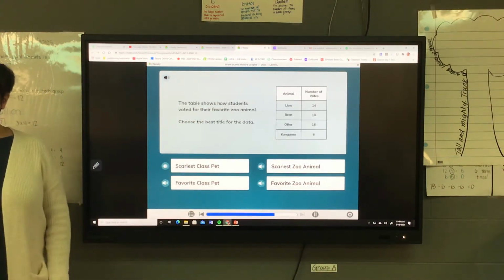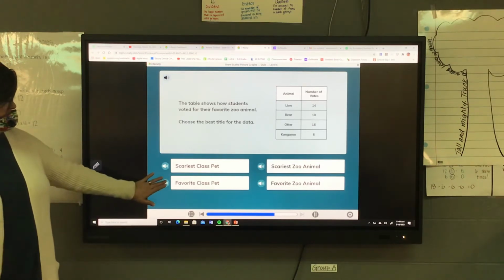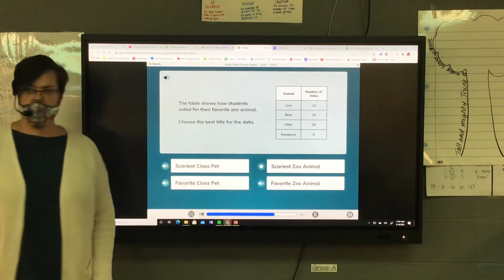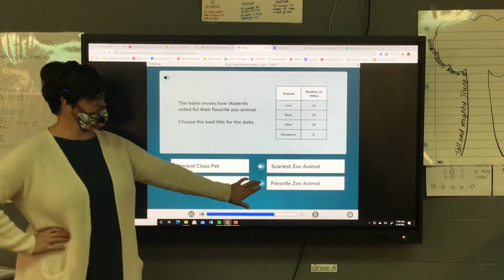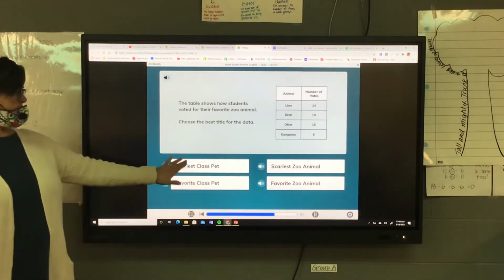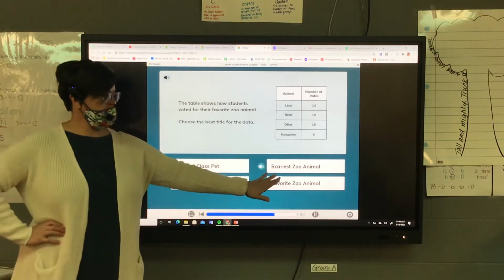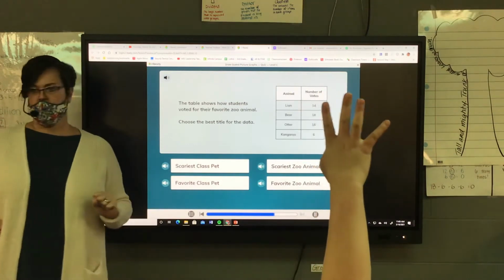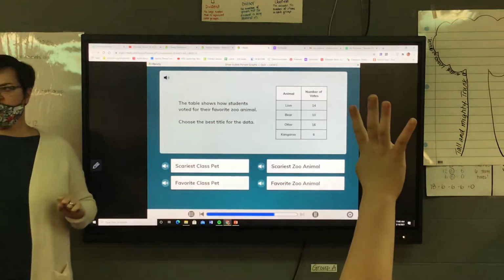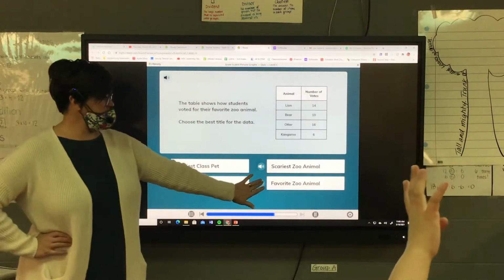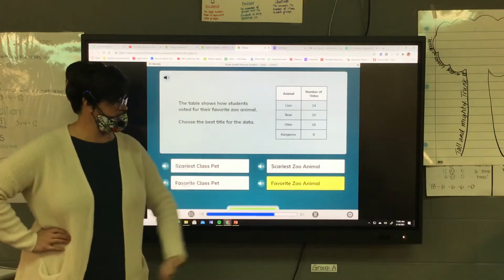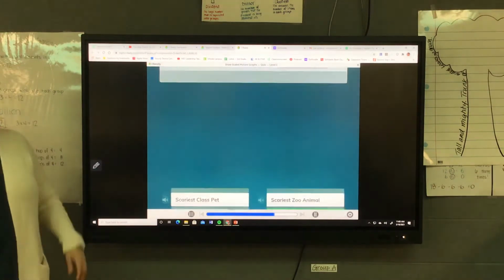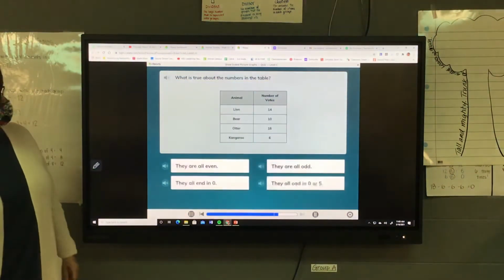Scariest class pet. Favorite class pet. Scariest zoo animal. Favorite zoo animal. 1, 2, 3, or 4. I see a unanimous 4. Favorite zoo animal. Oops, hit the wrong thing. Were we correct? Yep.